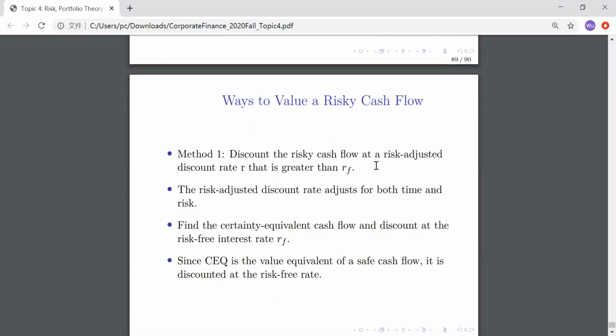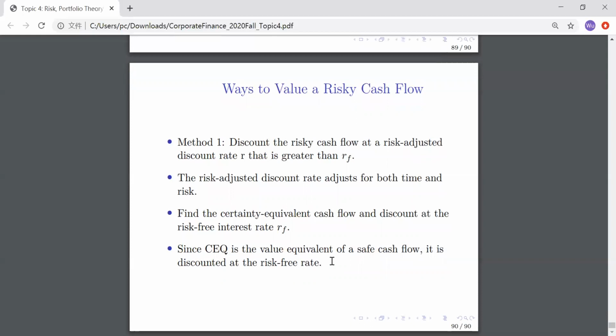We discount the risky cash flow at the risk-adjusted discount rate that is greater than the risk-free rate, right? This risk-adjusted discount rate adjusts for both time and risk. Now we can also find the certainty equivalent cash flow and discount it at the risk-free interest rate, because this cash flow is risk-free, so the discount rate is also risk-free. So this is the alternative way to calculate NPV, basically. Okay, that is so much for this week.